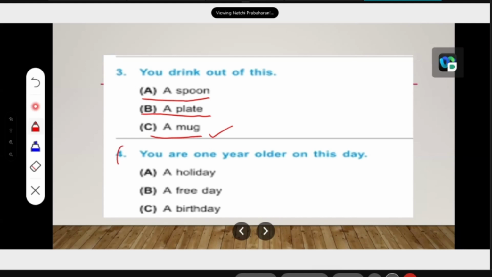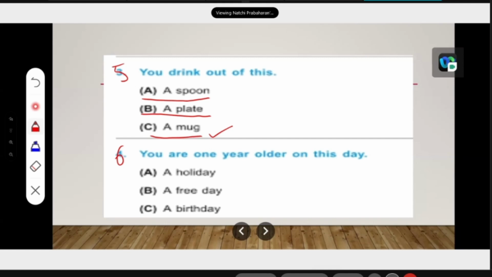Yes, let's move on to the sixth question. You are 1 year older on this day. The A option is a holiday, the B option is a free day, and the C option is a birthday.